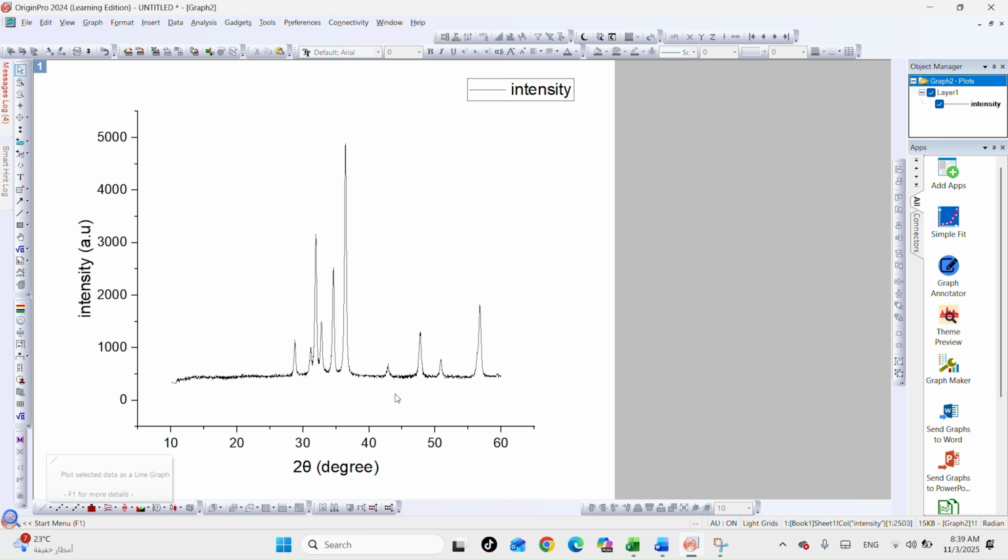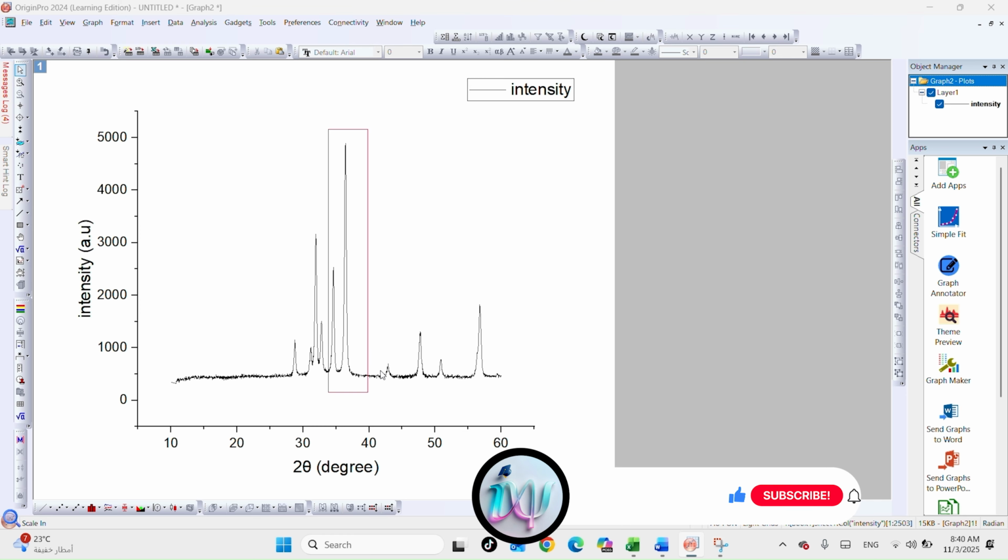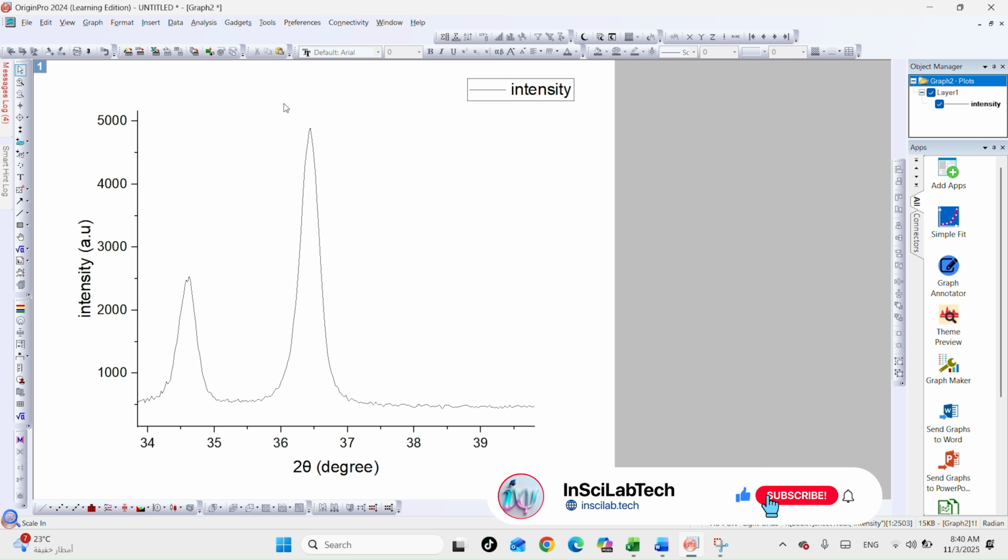Here is our XRD graph. It is between intensity on the y-axis and 2 theta on the x-axis. We will select our highest peak, zoom in, zoom in again.